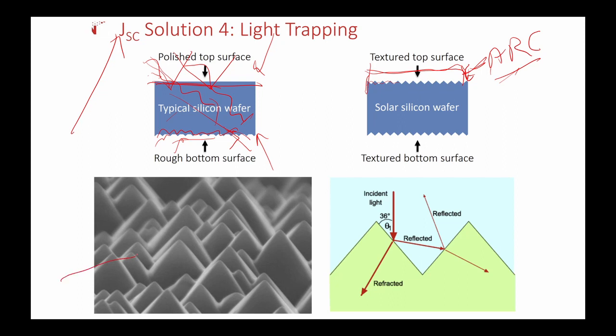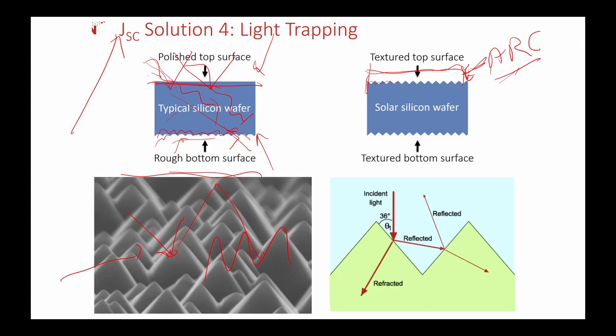And this is the same image, the FESEM image, sorry, of the textured surface of the silicon, which is like this. Whatever light falls at this point will get reflected, and at the top there will also be some anti-reflective coating, which will reflect it back.